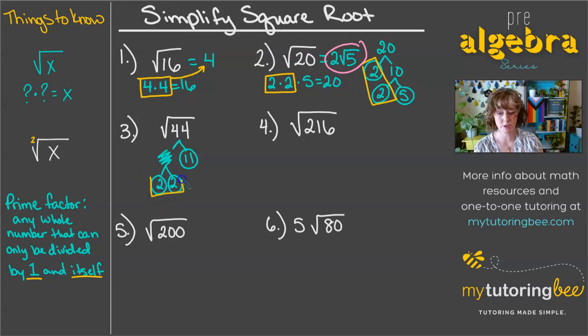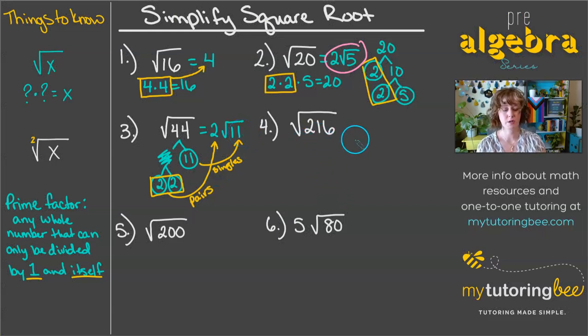I've got a pair of 2's. This 11 is just a single 11, so that one's going to stay by itself inside the radical. So this pair of 2's comes out as 1, 2 outside of the radical, and the 11 stays inside the radical. So notice that any pairs go outside, any singles stay inside. Okay? All right, let's take a look at 216, square root of 216.